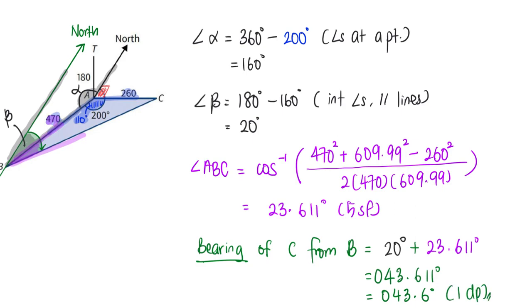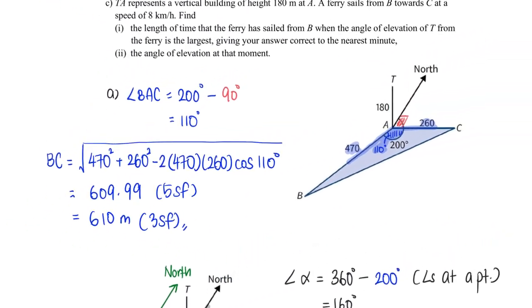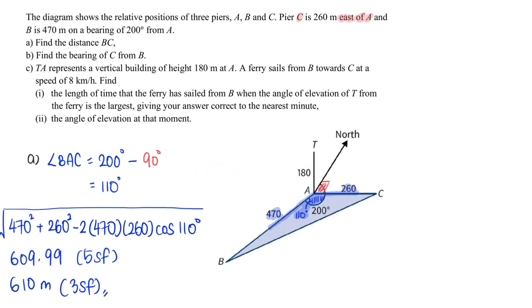Alright. Okay, let's look at the next part of this question. See part 1, I'm going to do at the side. That TA is a vertical building. Okay, so now we are talking about a vertical building, 180 meters. A ferry sails from B towards C. Okay, so this is something that we need to understand. So I'm going to do part C at the side.